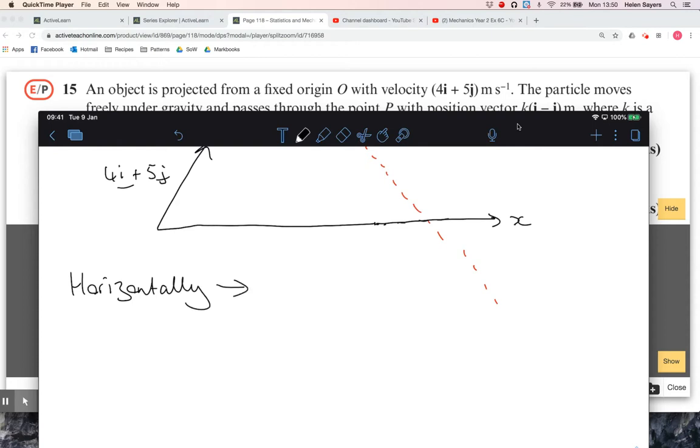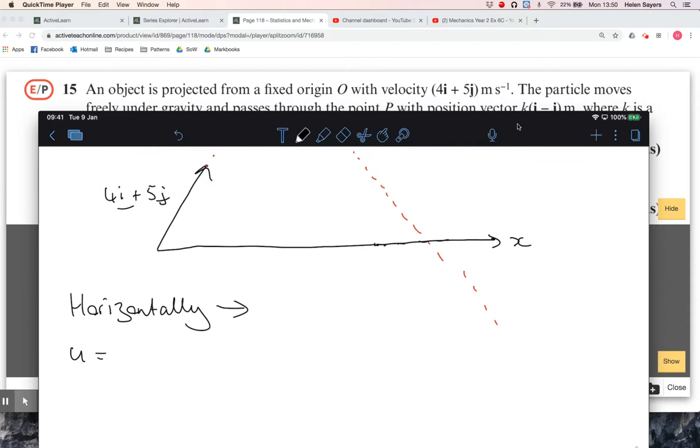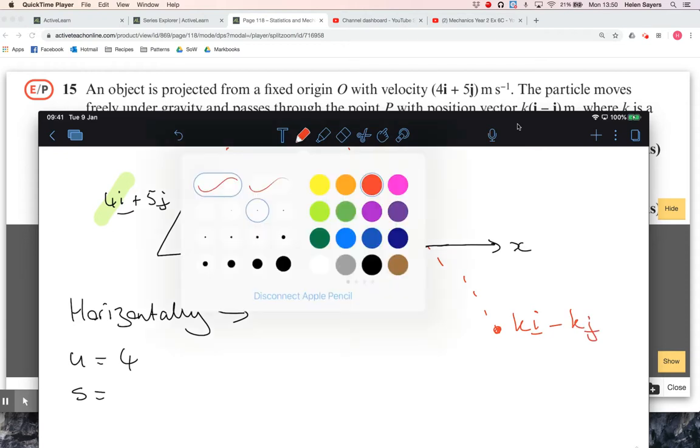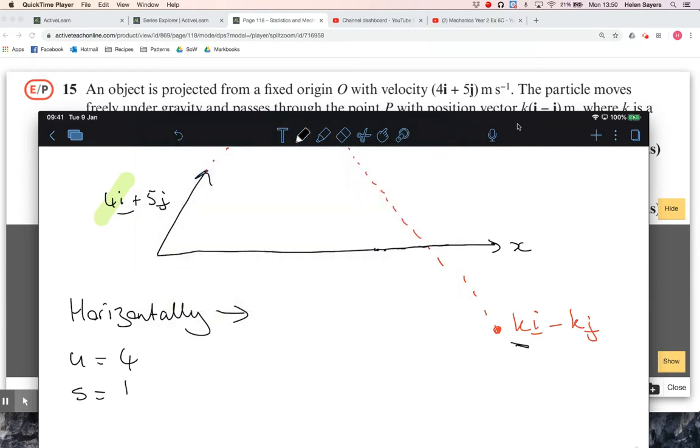Okay, so it's traveling to the right. So it's traveling right with initial velocity 4. Yeah, that's what the 4i is. It's traveling a distance, or its displacement. So let's just label that. So this is what was given to me in the question. So that's ki minus kj as a position. So its displacement in the horizontal direction is k. It's traveled k to the right, and t, I don't know.